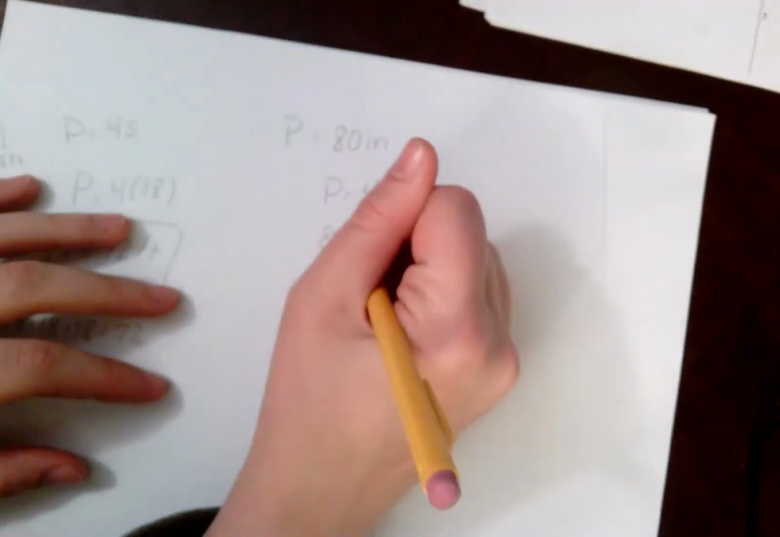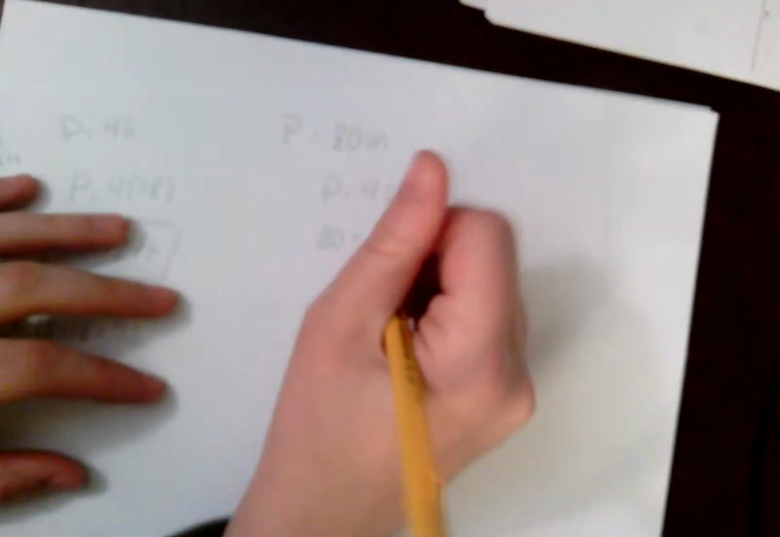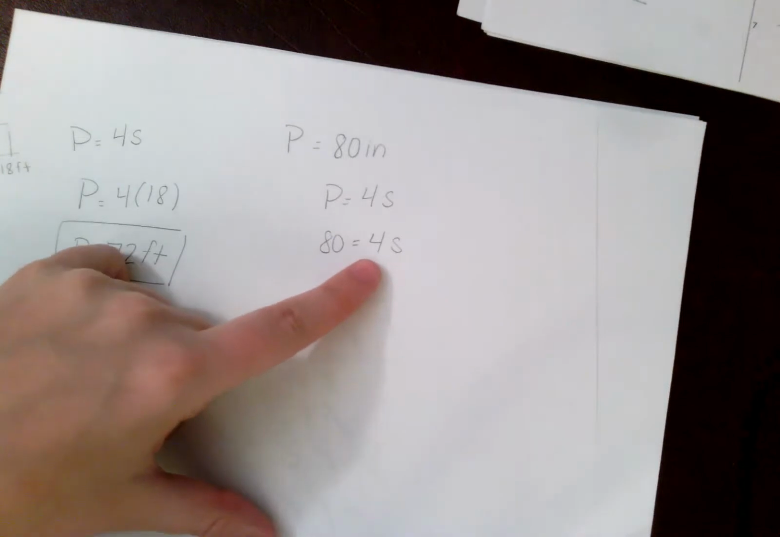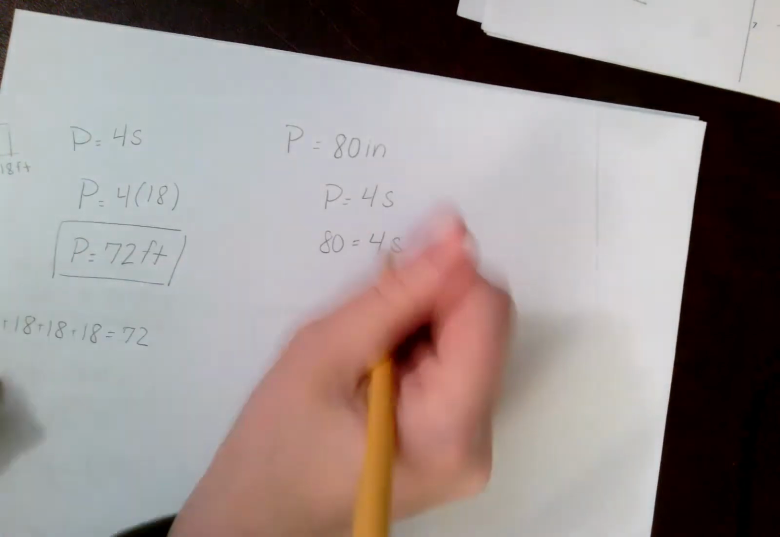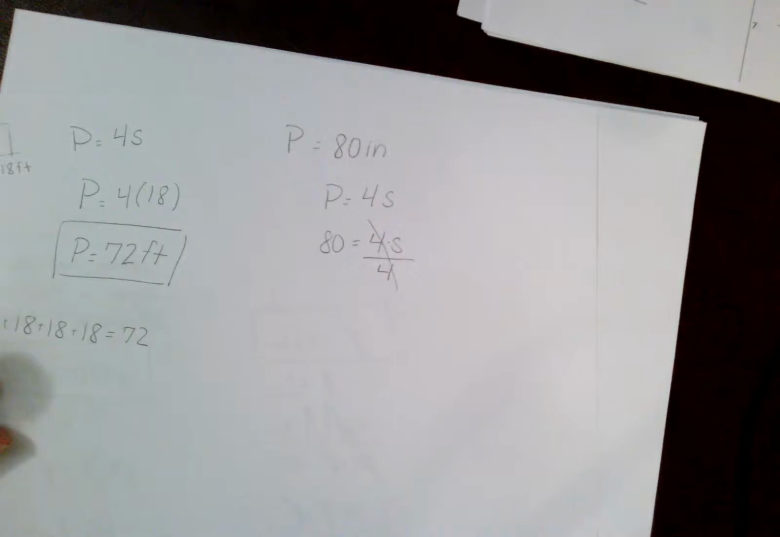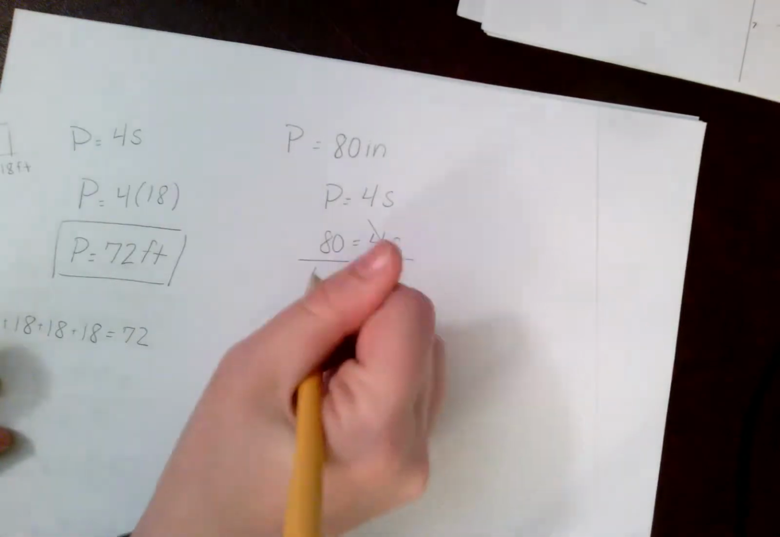All we know is our perimeter, so we're going to write 80 equals 4s, because we don't know what our side is. Since that's what we want to find out, that is what we want to get alone. To get s, this variable, alone, we need to do the opposite, or the inverse operation, of what is going on here. It's being multiplied by 4. The opposite of multiplication is division. Those cancel out, and whatever you do on one side, you must do to the other side of your equation.